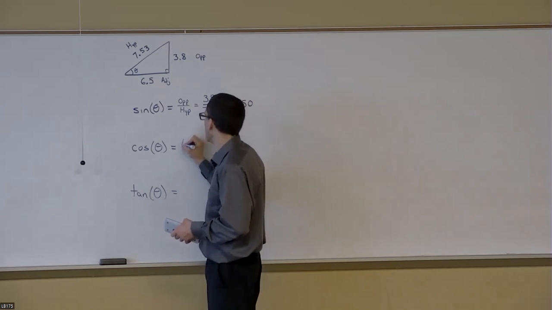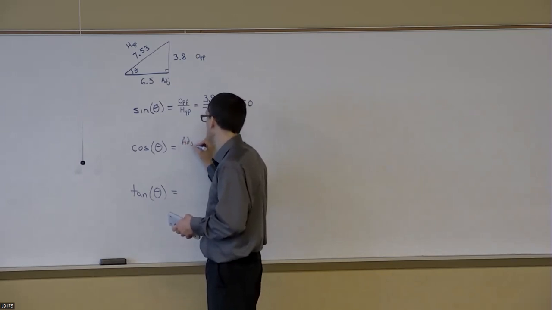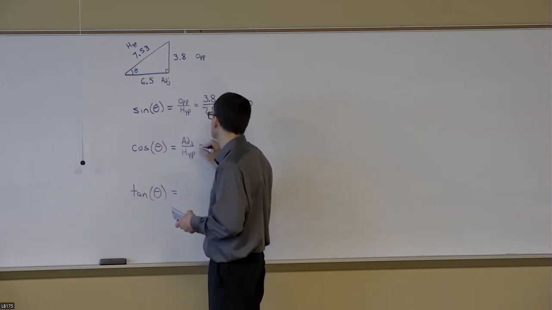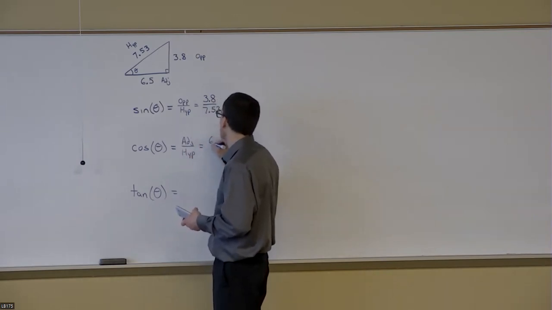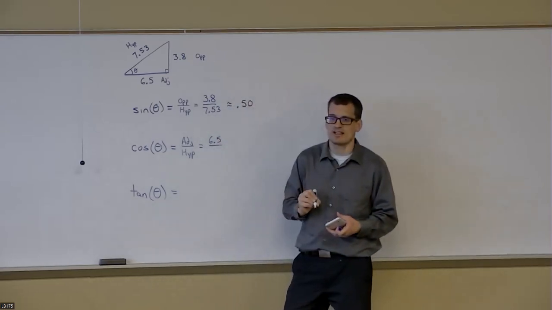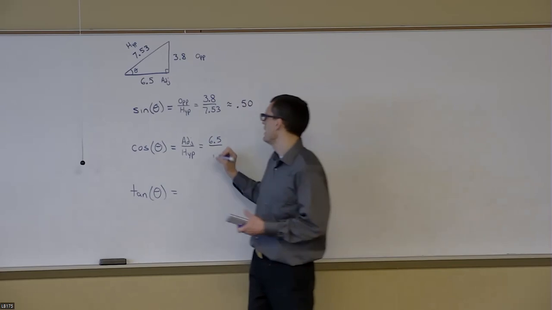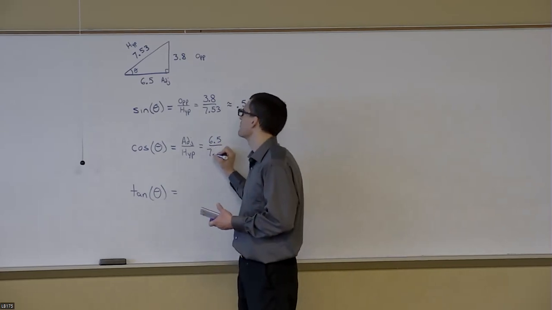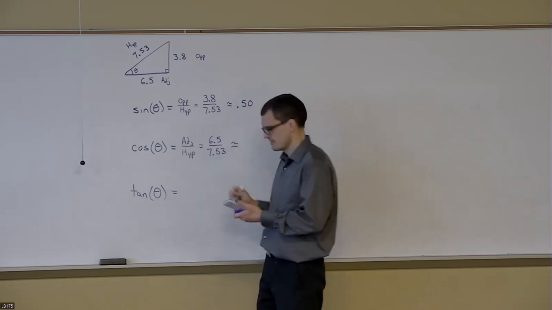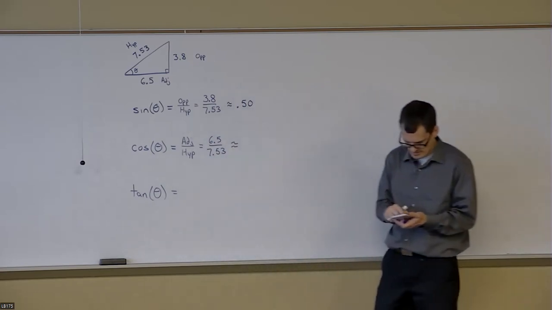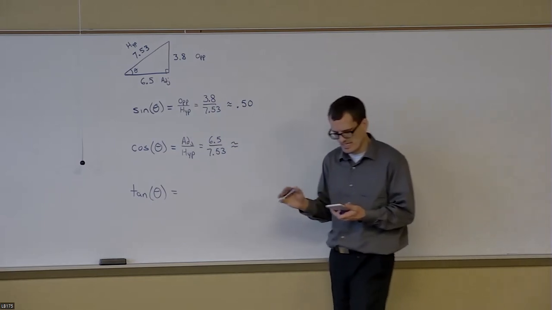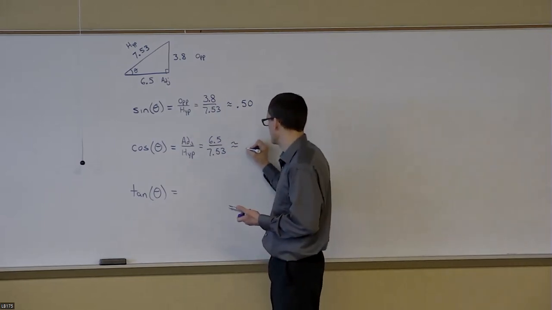The cosine being the adjacent over the hypotenuse. Well, in this case, the adjacent side has length 6.5. The hypotenuse has length 7.53. I get about 0.86.